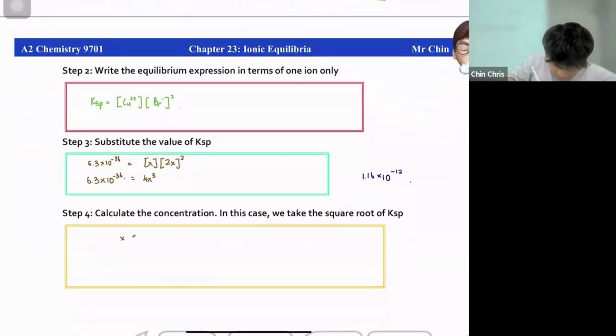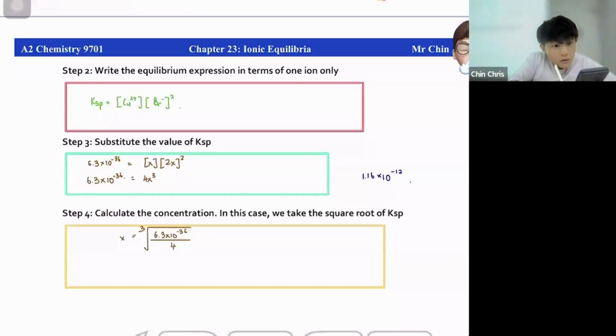It is not maths class, so I'm going to skip the working. Thank you very much. 1.16 times 10 to the power negative 12. Done.